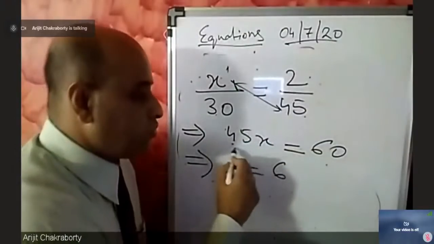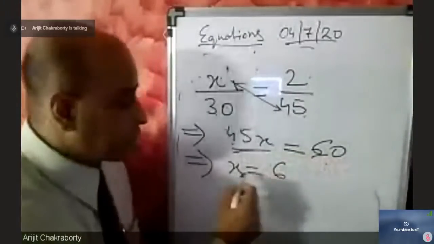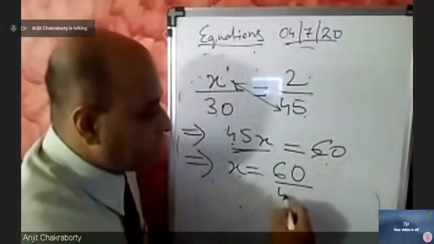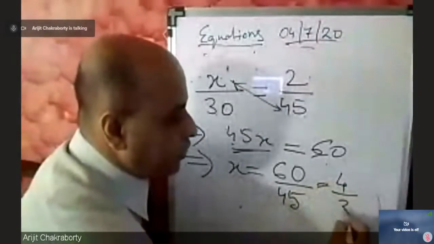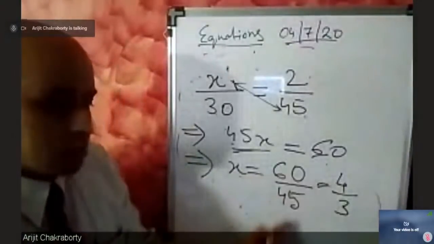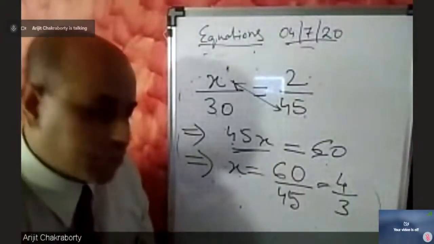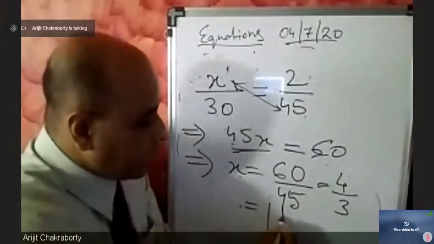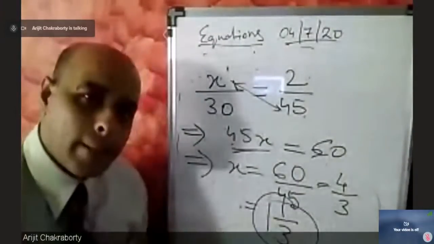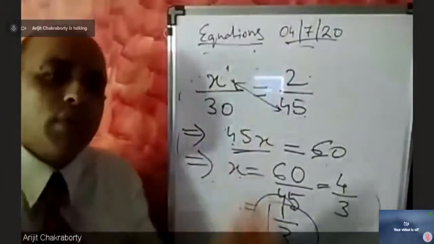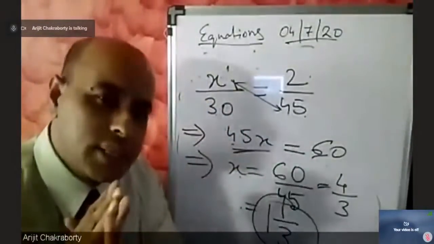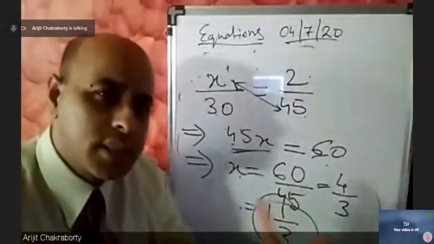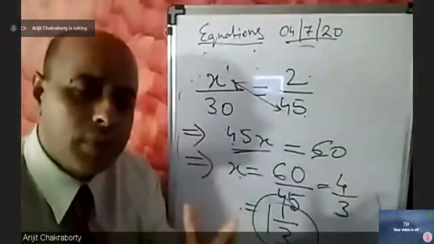X is equal to 60 by 45. So this comes to 4 by 3, because you can divide it by 15. So it is 4 by 3, that is 1 whole 1/3. Right? So this is an example of a simple equation, and I hope slowly we are going into bigger, more complicated ones, and I hope you are able to follow and understand.